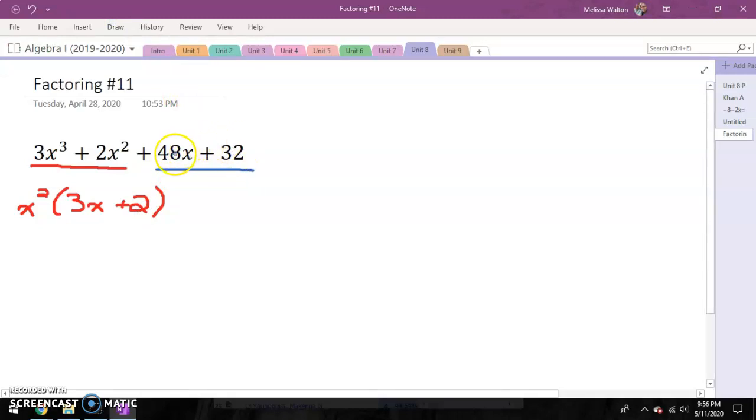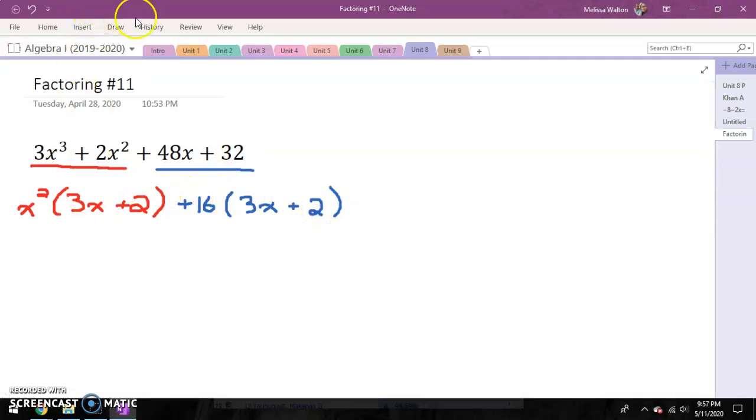All right. Now, 48x plus 32. Well, let's take a look here. Both of these are divisible by 2. They're both divisible by 4. They're divisible by 8. And their biggest common factor is going to be 16. Both of those are divisible by 16. All right, so 16. Here we go. 48x divided by 16 is 3x. And then finally, 32 divided by 16 is plus 2.